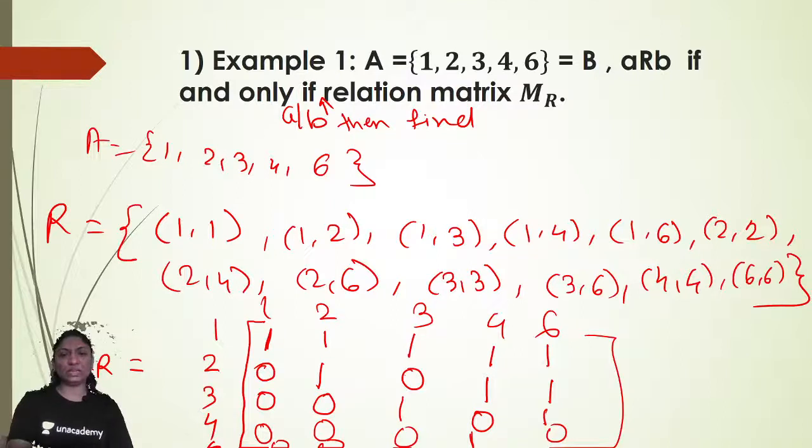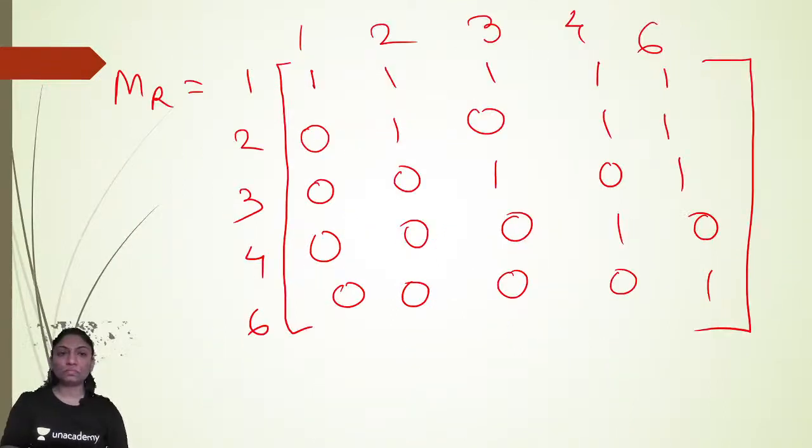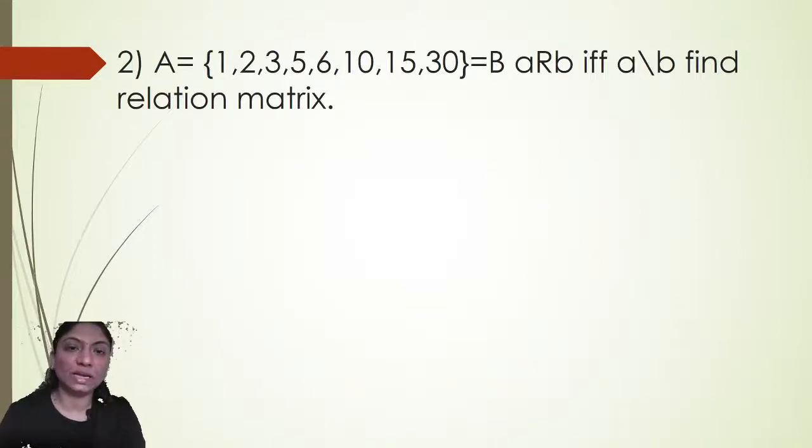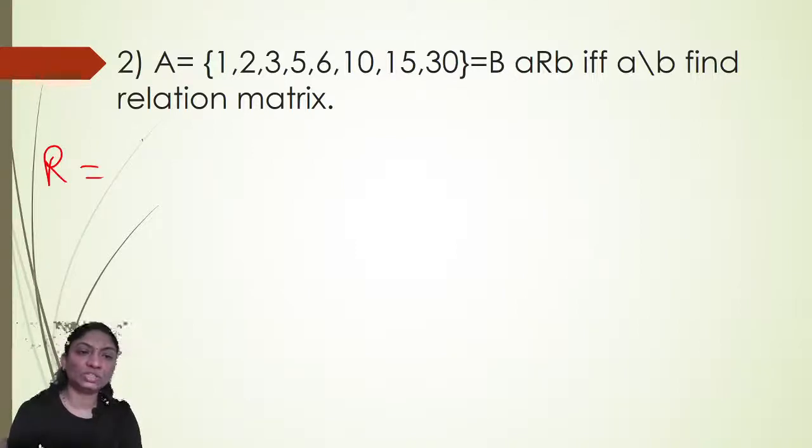I hope you are clear how to write the relation R and how to represent the relation R by using this matrix. Now, here again given that A is equal to this, A is related to B if and only if A divides B, find the matrix relation MR. Exactly similar way. Here first of all find out the relation R.